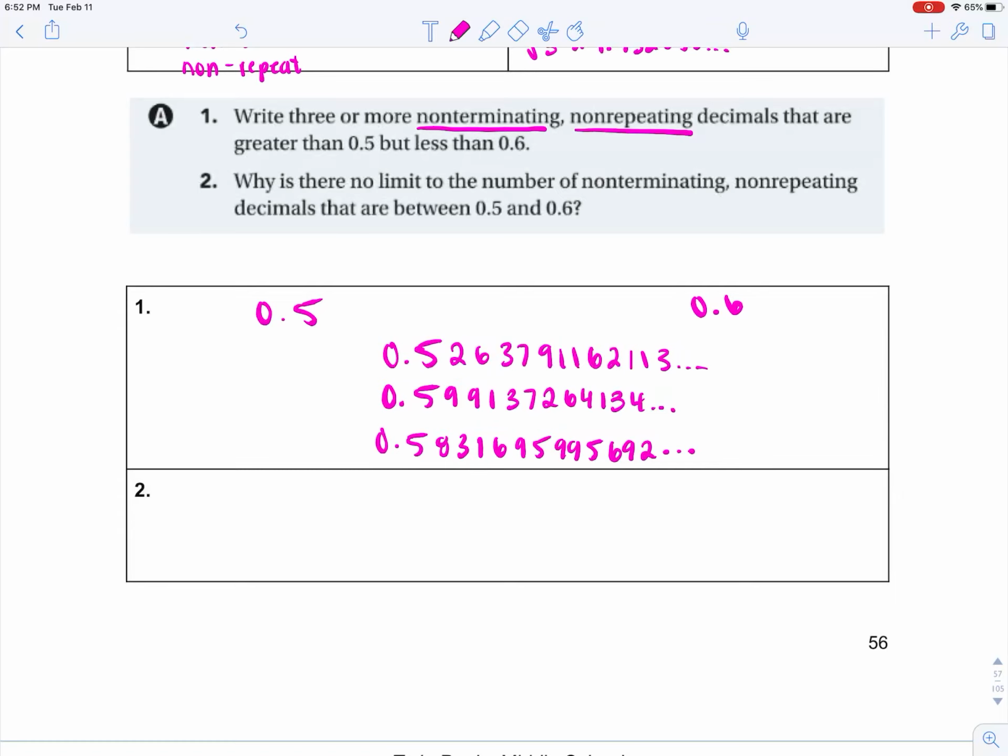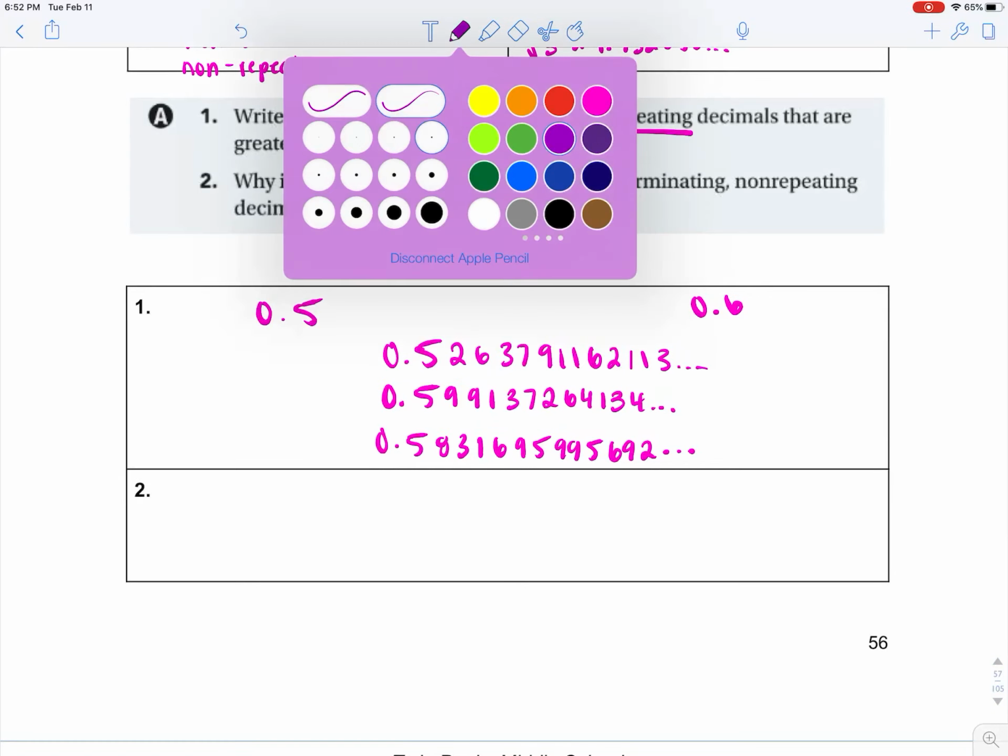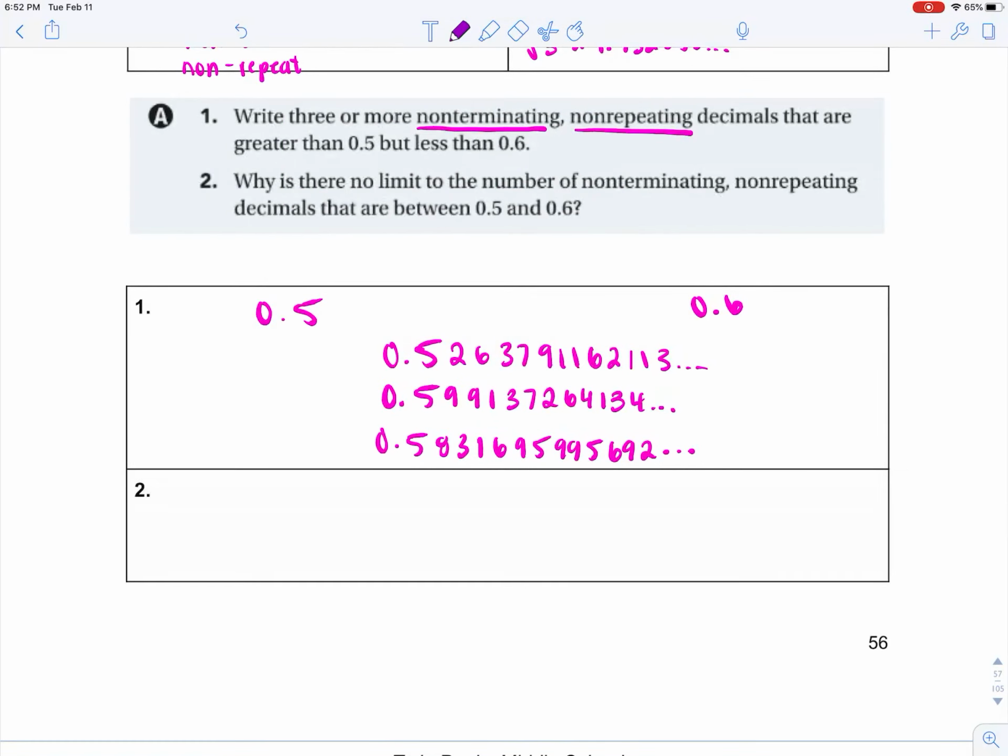All right, let's talk about it. If you think about it, you probably came up with a bunch of different examples that answer question 1. So honestly, I feel like the reason why there is no limit is because there's really an infinite number of combinations that you can do. There is an infinite number of combinations.